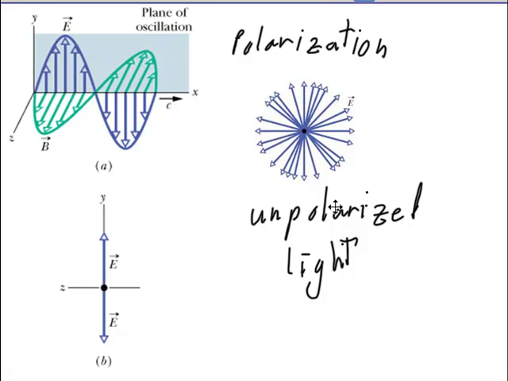However, there are materials that are able to selectively absorb and transmit just one polarization direction. And those are called polarizers. Let's talk about them for a moment. Let's briefly talk about reflections.